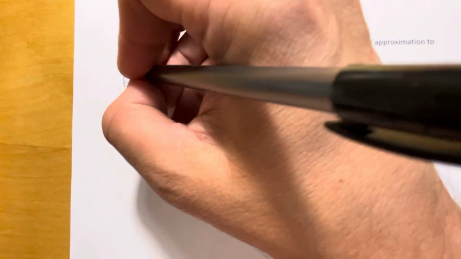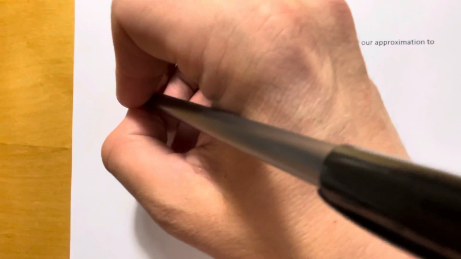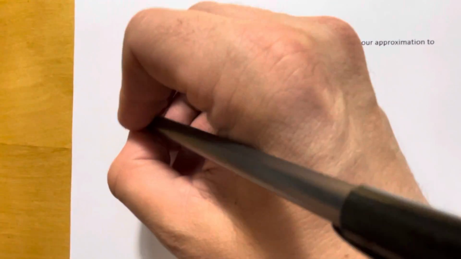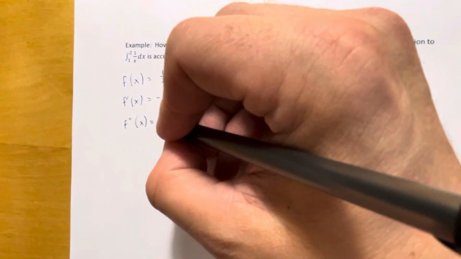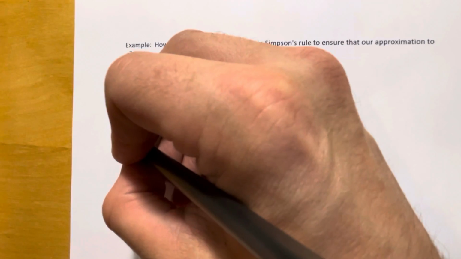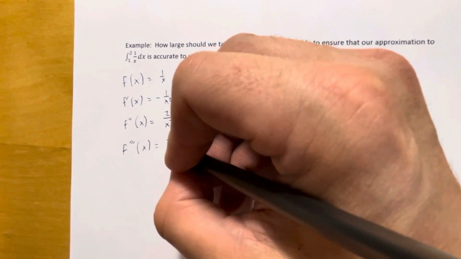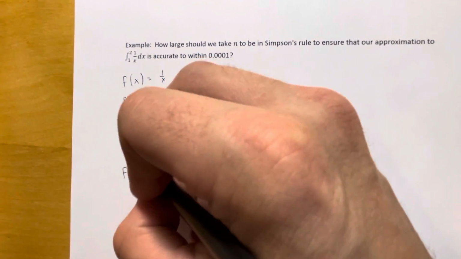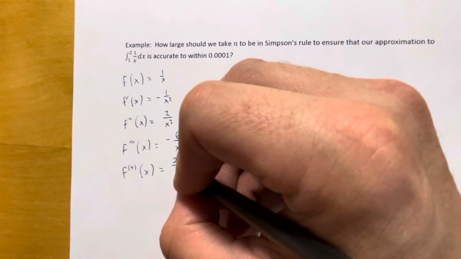And in order to do that, the error bound for Simpson's rule said that we needed the fourth derivative of our function. So f of x is equal to 1 over x, f prime is negative 1 over x squared, f double prime is going to be equal to 2 over x cubed, f triple prime is equal to negative 6 over x to the fourth, and then finally our fourth derivative, the one that we want, is equal to 24 over x to the fifth.